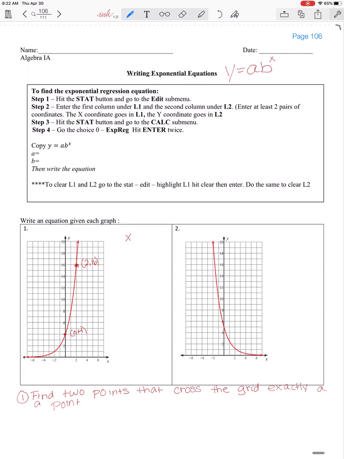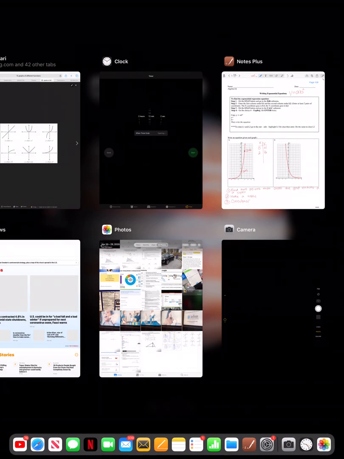So next step is we are going to make a table. I have the point 0, 4, and I have the point 2, 16. So far, so good. From here, we are going to use the calculator. If you forget the calculator steps, they're all going to be up at the top. I'm going to go to my camera so you can see.